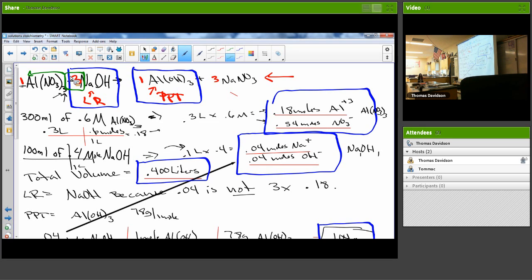And always just ask yourself that question. Find the one with a bigger coefficient, find your number, all right? And then just ask yourself, is this number, 0.04, 3 times bigger than that number? If the answer is no, then that's your limiting. If the answer is yes, then the other one is. All right. So far, how many were able to correctly identify the amount of moles for all 4?